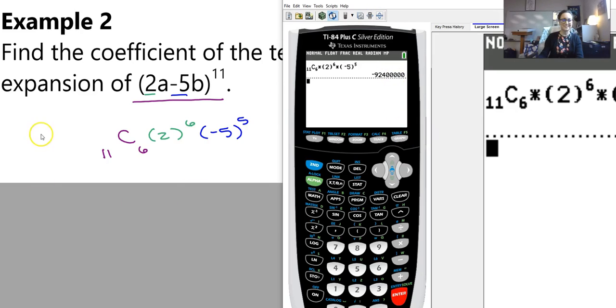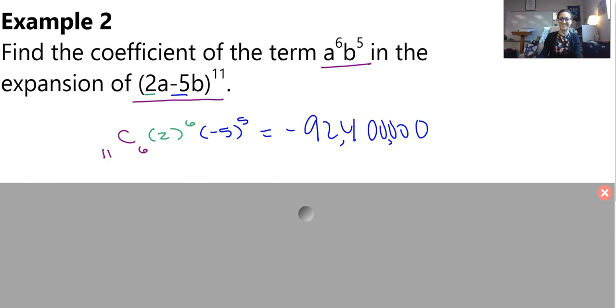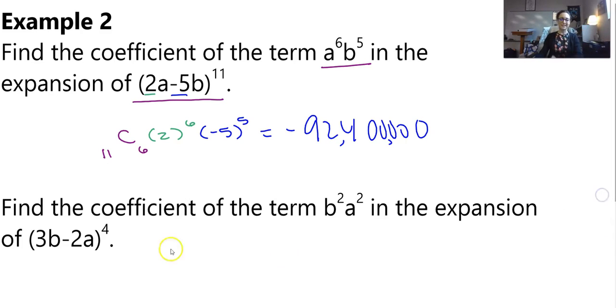Let's write that. All right, -92,400,000 would be the coefficient in that whole expansion if I were to raise all of that to the 11th power, okay? All right, you try one on your own. Hit continue when you're ready to check. And we should have gotten 216.